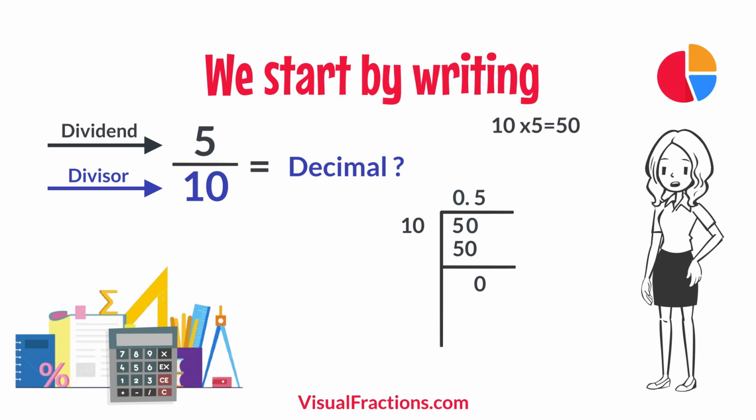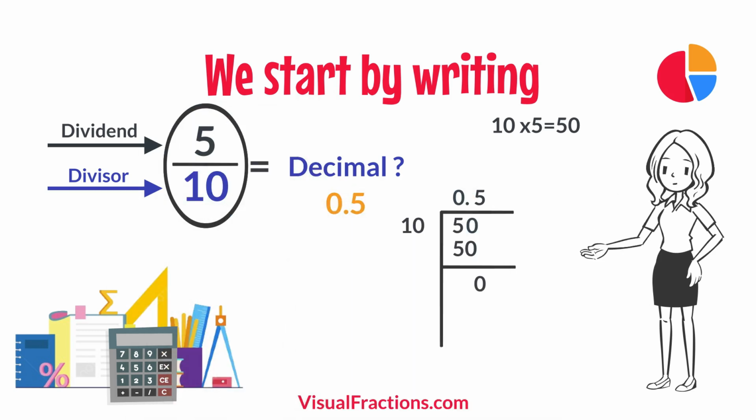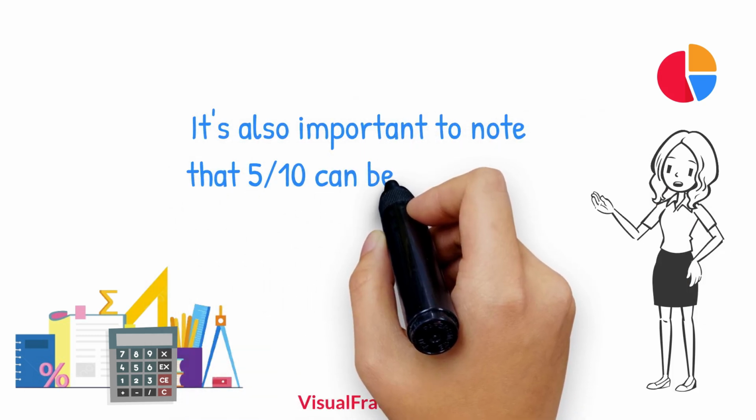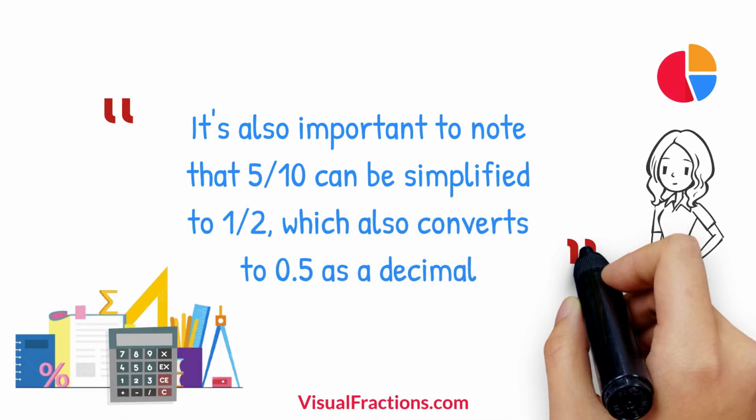So, there we have it. The fraction 5/10 converted to a decimal is 0.5. It's also important to note that 5/10 can be simplified to 1/2, which also converts to 0.5 as a decimal.